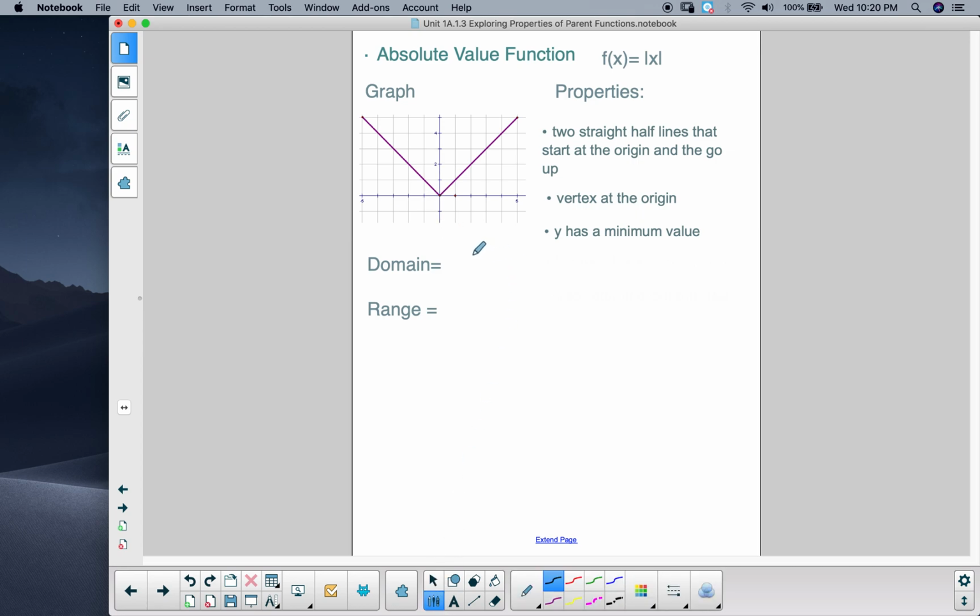So what is the domain and range? Well, for x, it can be any real number on the number line, no constraints. But y can be any real number, but it can never go lower than 0. So it's always going to be greater than or equal to 0. So that is the range.